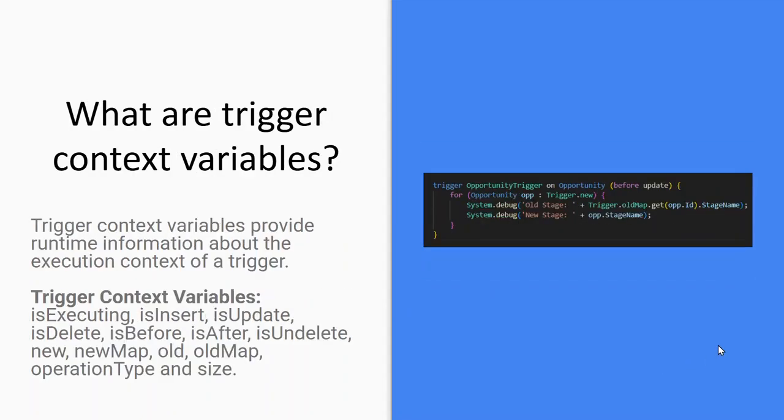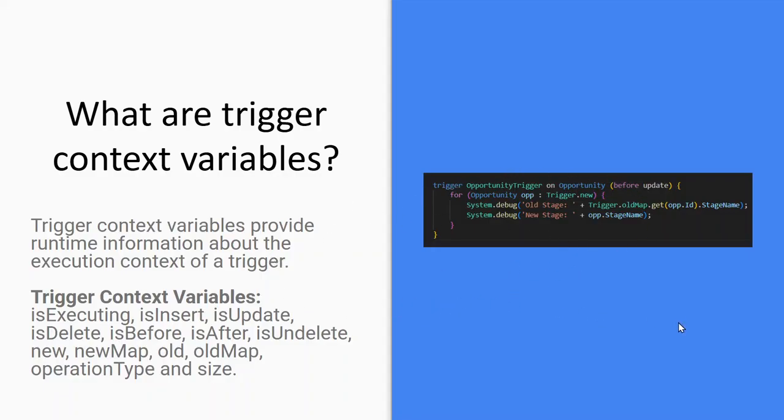So we have the next question. What are trigger context variables? As we have already seen, like Trigger.new or Trigger.oldMap, or you can see here Trigger.size, Trigger.operationType. These are all trigger context variables. They generally store the information about the records and different things while the execution of the trigger is happening. As you can also see here, it provides runtime information about the execution context of a trigger.